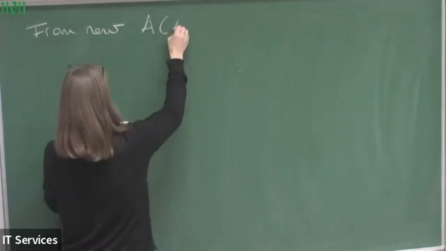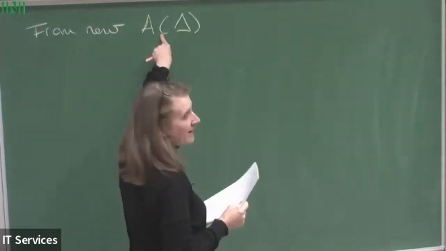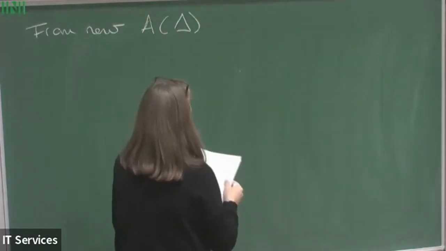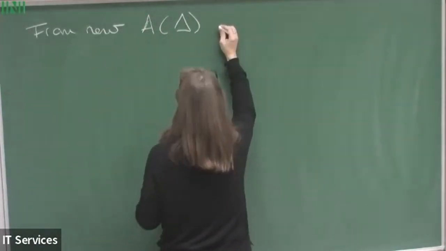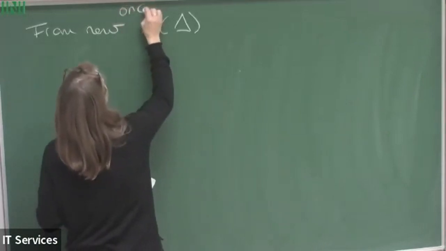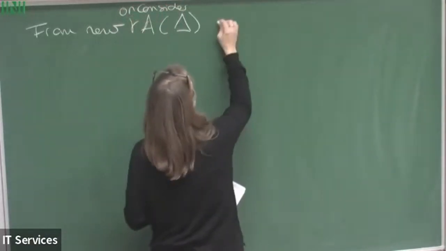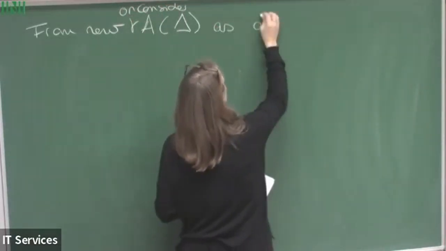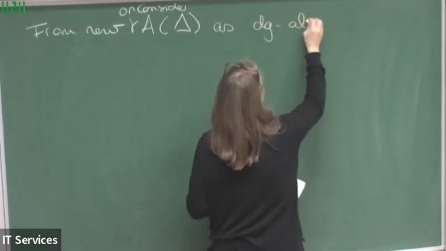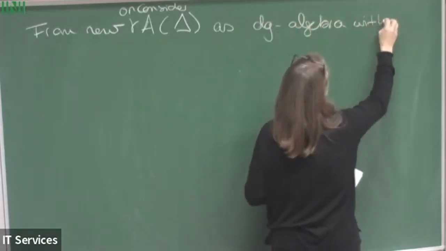Okay, so from now on, assume that we have this graded Gentle algebra associated to a surface dissection, and we consider it from now on as a differential graded algebra, simply with a zero differential.